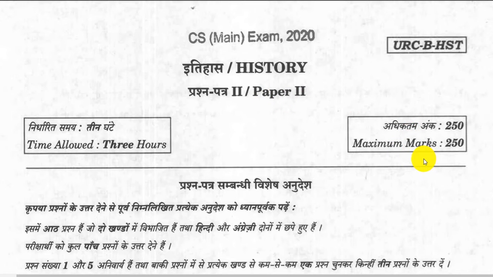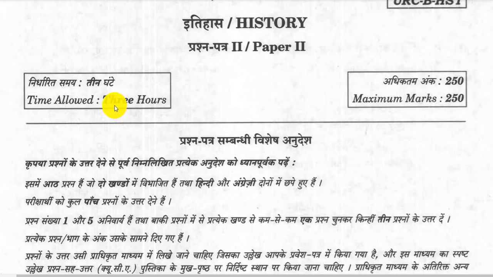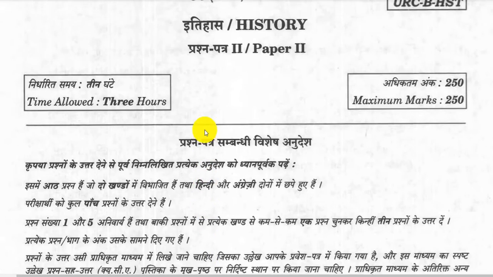Today we're going to discuss the previous year question paper, History Paper 2. As we all know, it is for a maximum of 250 marks, and you are given 3 hours to produce your answers.